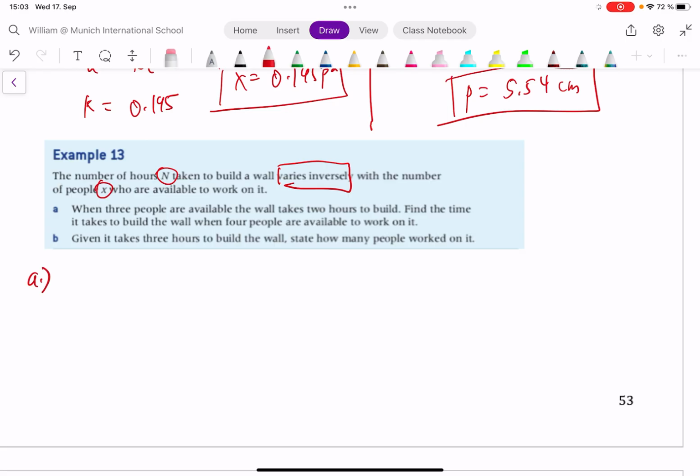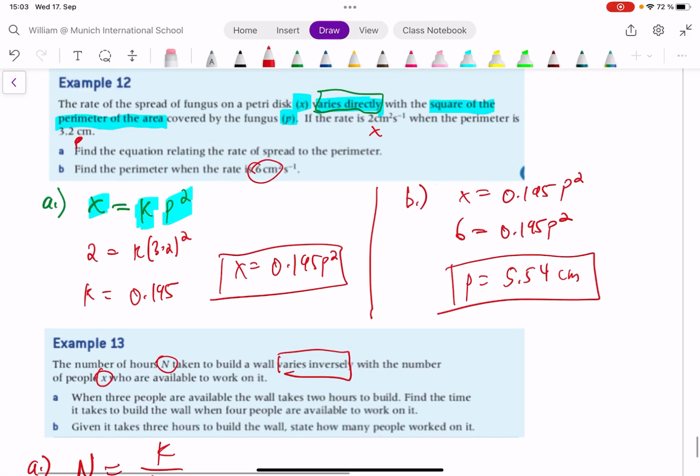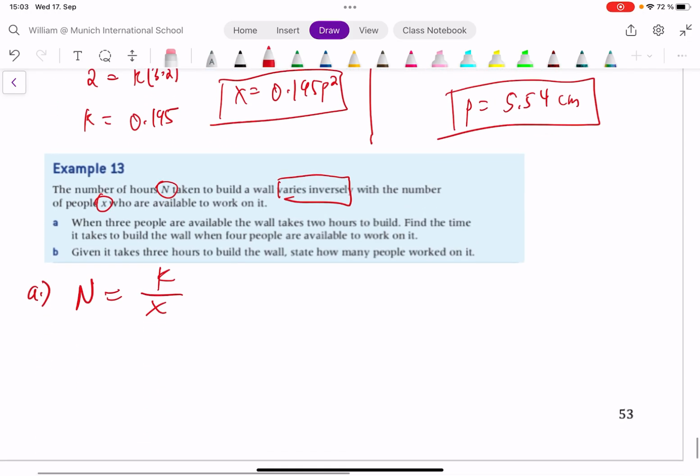And so that means the n is going to be k divided by x, right? If it varies directly, it's k times x, or whatever variable it is. If it varies inversely, it's k divided by whatever that variable is, because they're inverse of each other, right? Like they're dividing. So then A says, okay, we have this, and then they give us some information. When 3 people are available, the wall takes 2 hours to build. So it takes 2 hours when 3 people are working on it. So in this case, k is 6. So my whole function is 6 over x.